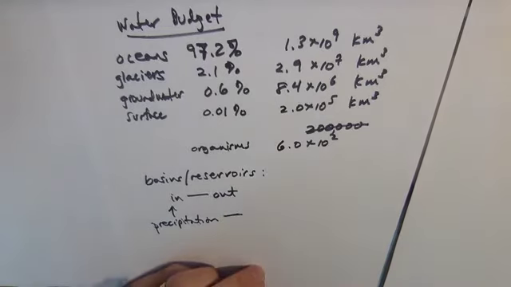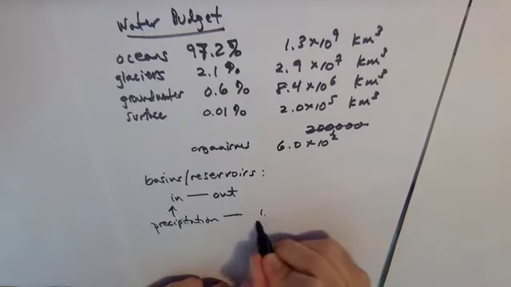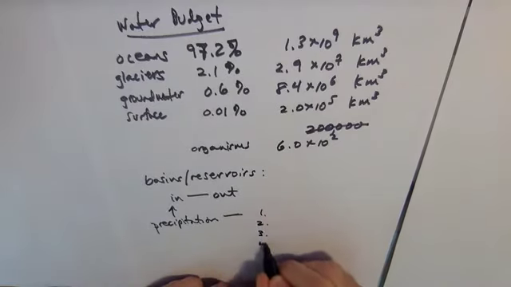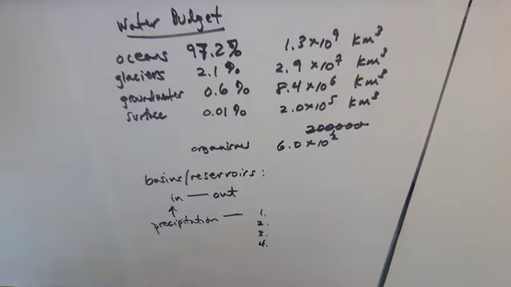So there are lots of ways that water can get out of a watershed. I'll give you a second to think about that and see if you can come up with 3 or 4. I'm just going to sit here and think while you come up with 4 ways that water can leave a watershed.